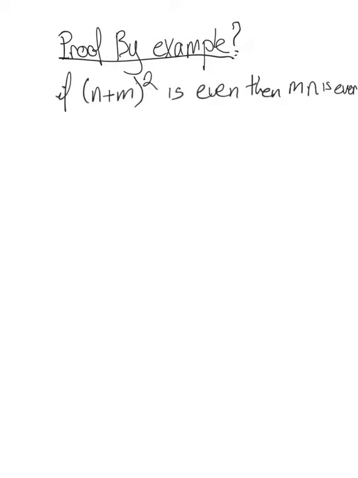I'll show you why. So our statement is if n plus m all squared is even, then m times n is even. And you may be thinking, okay, so what do you do? Well, let's just try subbing in some numbers to see why a proof by example does not work. Okay, so we're going to start off with saying n equals 2, m equals 4. So therefore 2 plus 4 all squared, which will equal 6 squared, which will equal 36, is even.